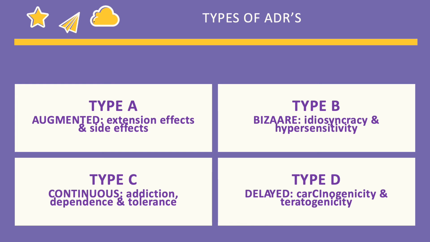Okay, for the next ADR, we have type C, or the continuous. This is uncommon, but it can be dose and time related, so associated with cumulative dose of the drug or long-term effects. That's why its subtypes are addiction, dependence, and tolerance.